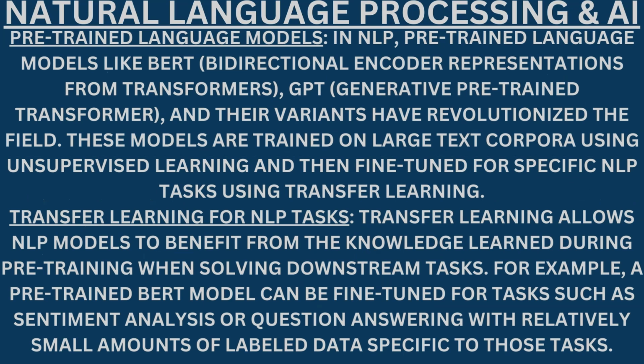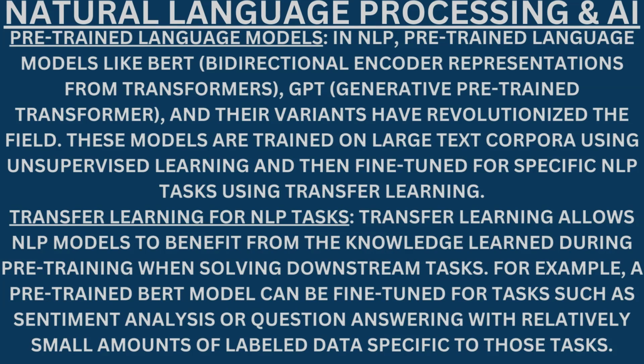Pre-trained language models. In natural language processing, pre-trained language models like BERT, bidirectional encoder representations from transformers, GPT, generative pre-trained transformer, and their variants have revolutionized the field. These models are trained on large text corpora using unsupervised learning and then fine-tuned for specific NLP tasks using transfer learning. Transfer learning for NLP tasks.